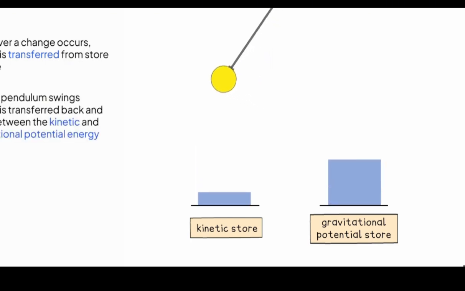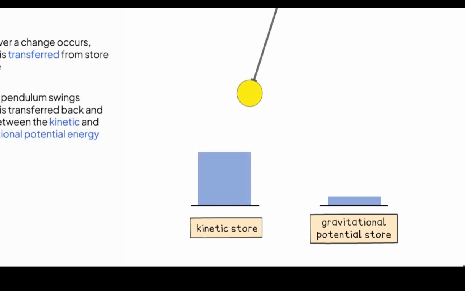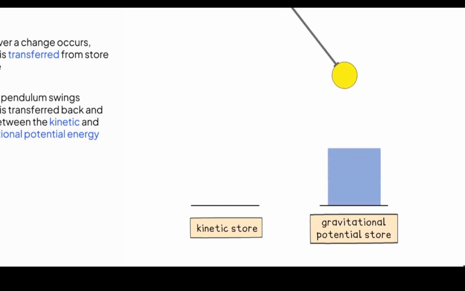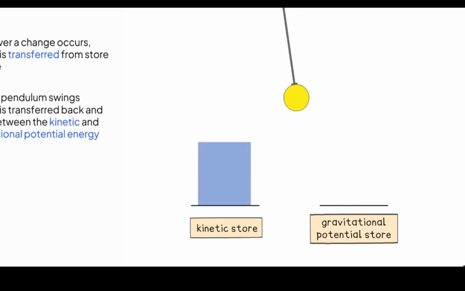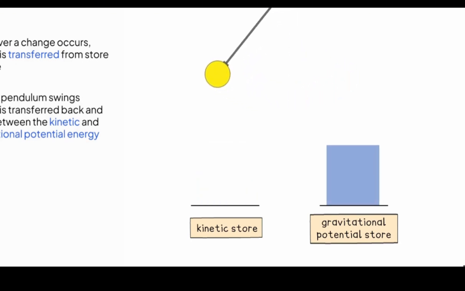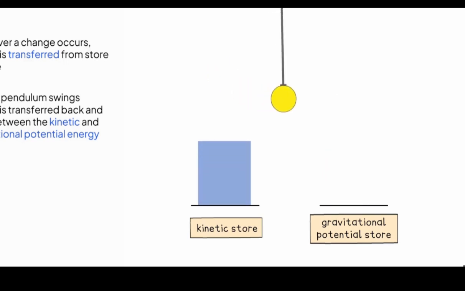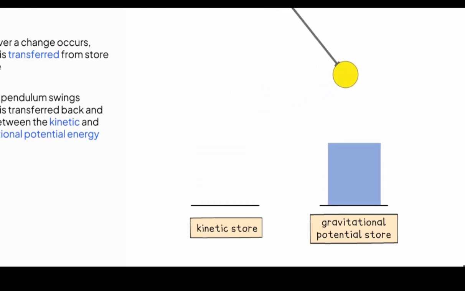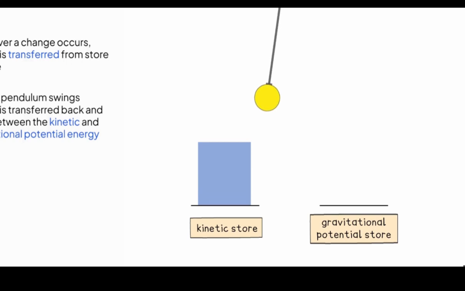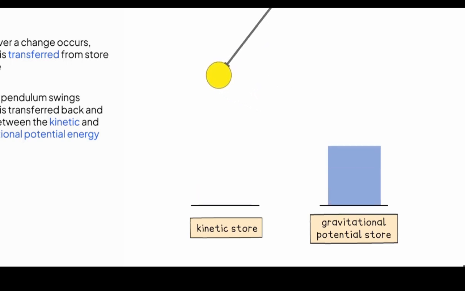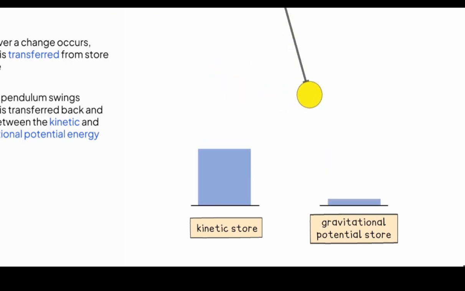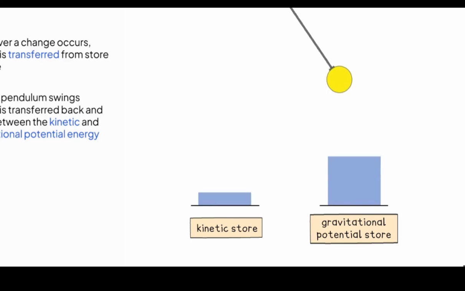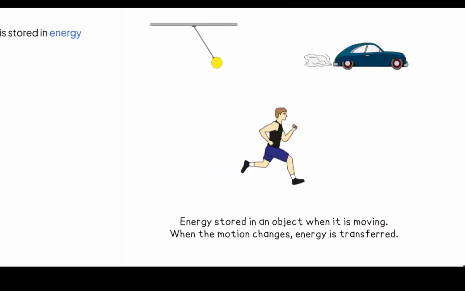When the pendulum swings, energy is transferred from the kinetic store to the gravitational potential store, and back to the kinetic store, and then back to the gravitational potential store, and so on. The total amount of energy in the system is constant, but the energy is being transferred from store to store within the system. Energy is stored in objects in different energy stores.